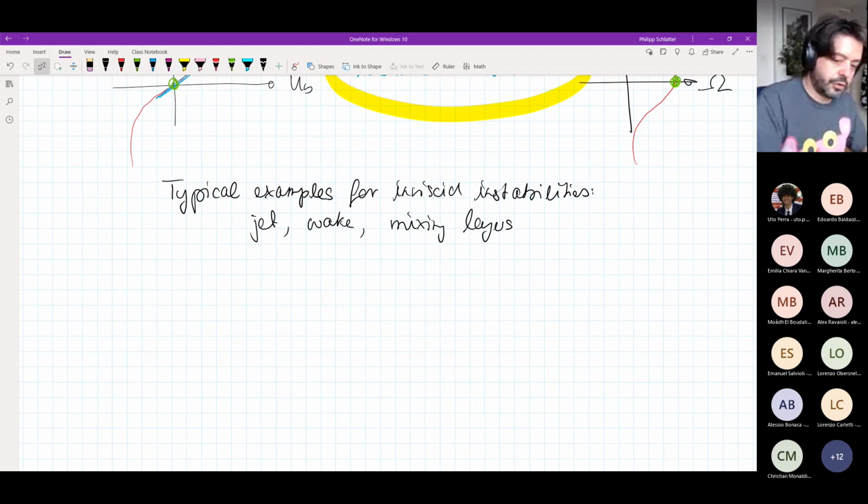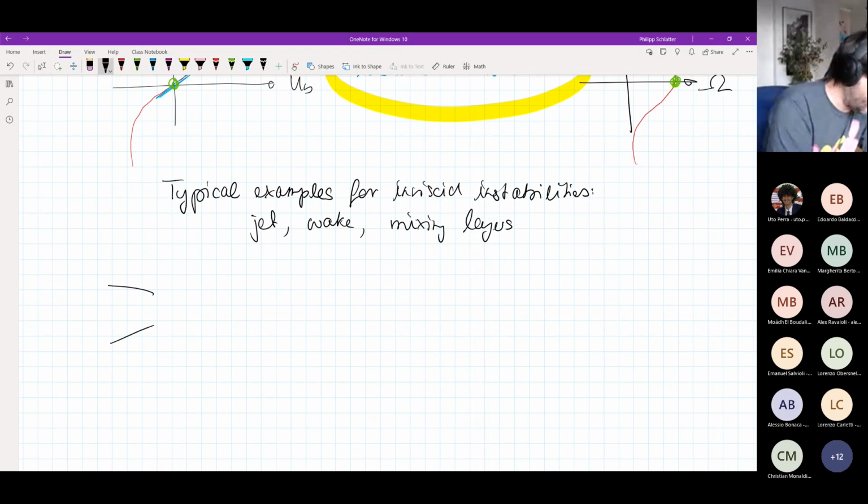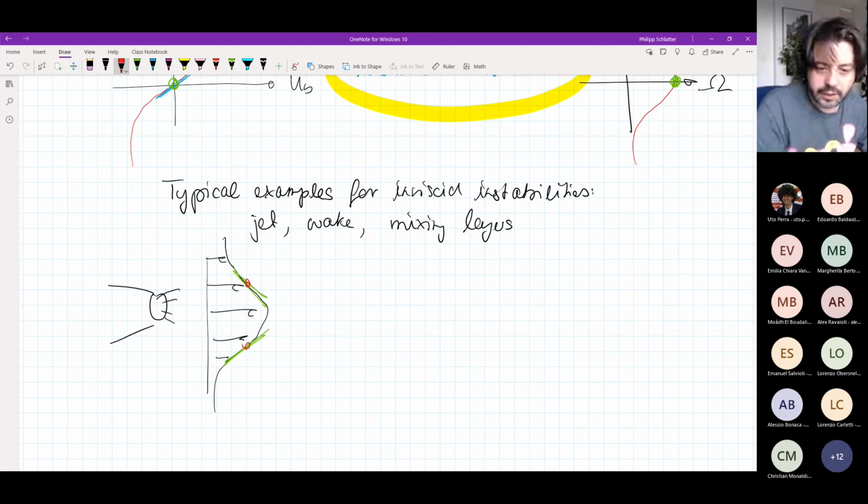So just to draw it again, these three examples: jets, wakes, and mixing layers. The jet flow we have just looked at. That's kind of like this, where the velocity profile would look like this, where we have the inflection points here on the sides with a vorticity maximum in these points.